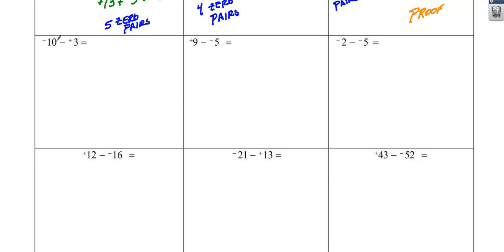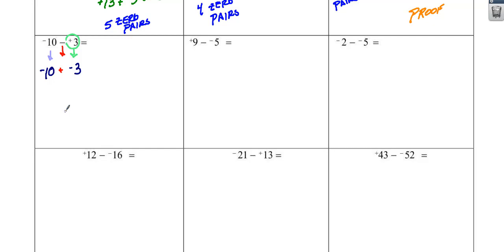So -10 minus +3. We know that's going to come down just like it is, -10. This is going to become addition. I think I'll do this in red for a while. That's going to become addition. And this is going to come down, and it's going to be the opposite. What's the opposite of +3?